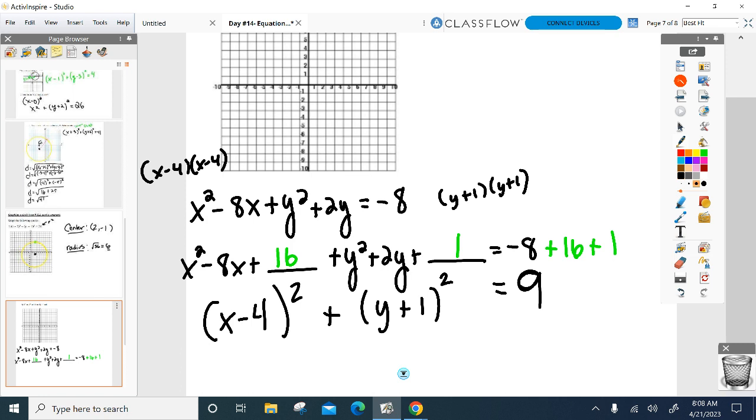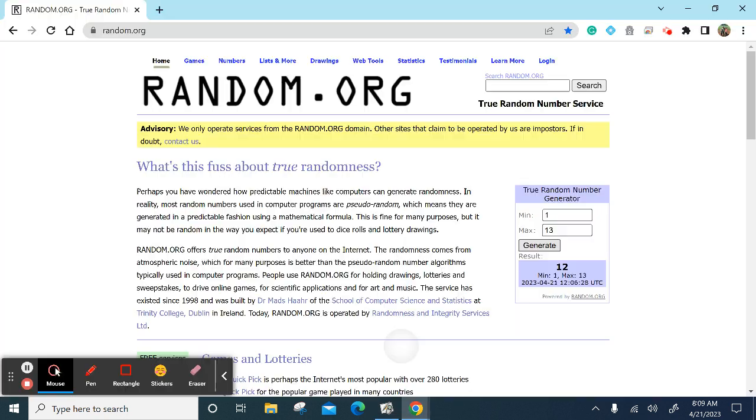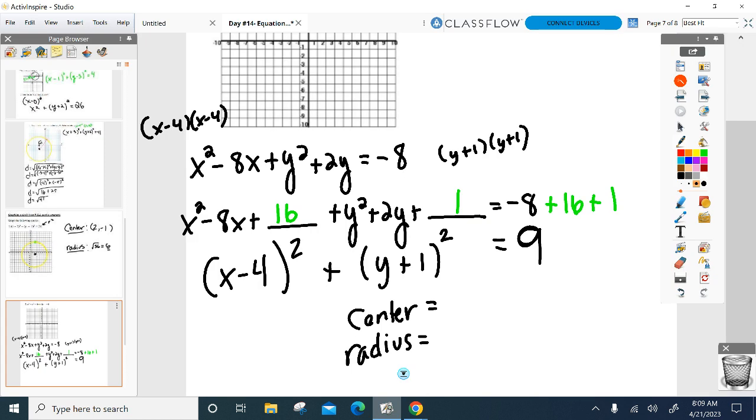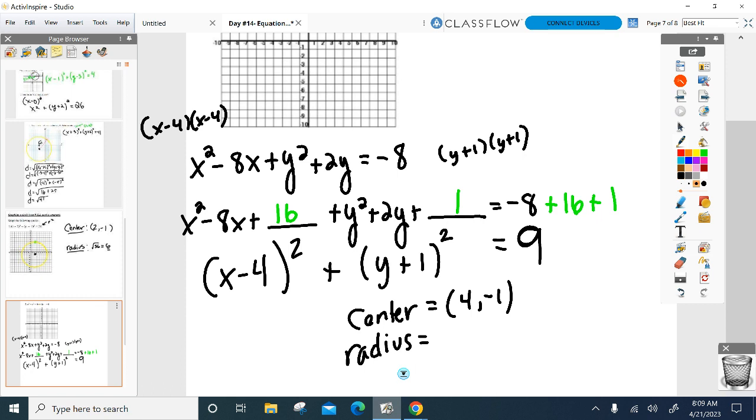This is a circle equation. Can you find the center and radius now? Yeah! All right, what's the center? We've been pulling out a lot here today. The center is 4, negative 1. Great job. And how about my radius length? 9 is r squared, but the radius would be 3. Yeah, there we go.